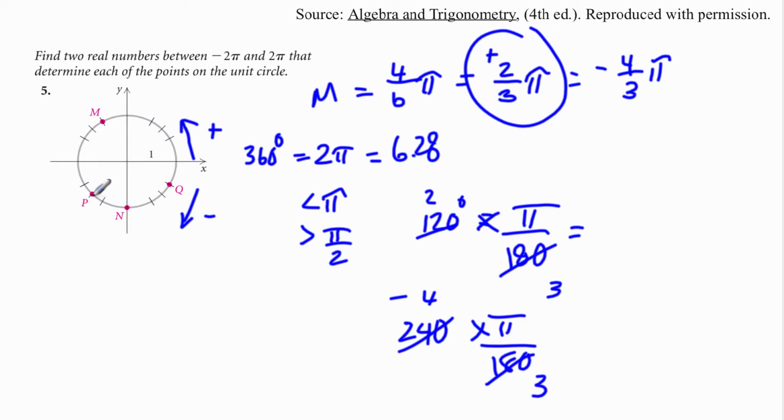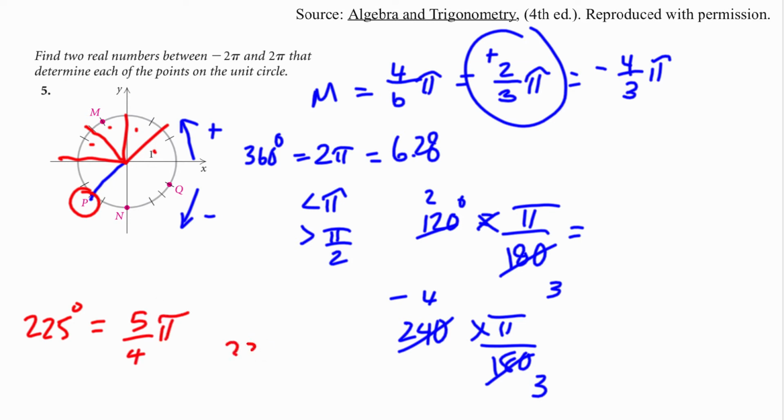Okay, let's try this P1. P1 is on a 45 degree angle. So P's on a 45, so if I'm going the positive way, I can think 45, 90, 135, 180. 180 plus 45 would be 225 degrees. So I could write it like that. Or 45s are quarters. So you can see I can go 1, 2, 3, 4 quarters in 1 pi. So this would be 1, 2, 3, 4, 5 quarters pi.